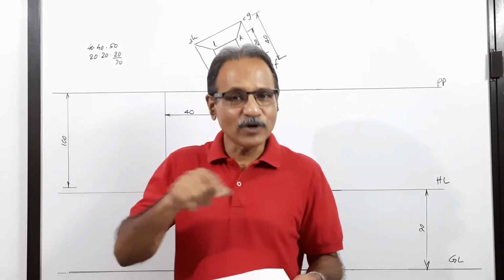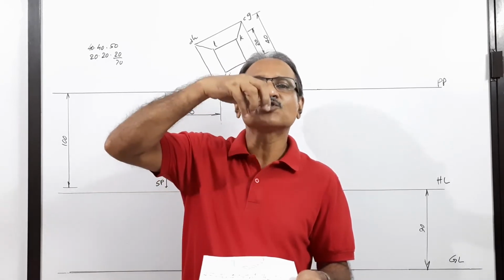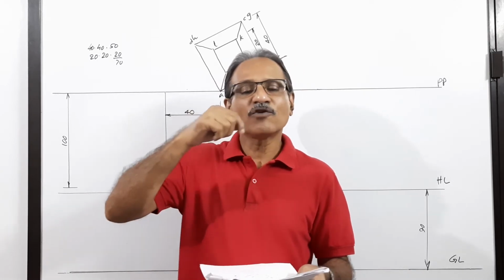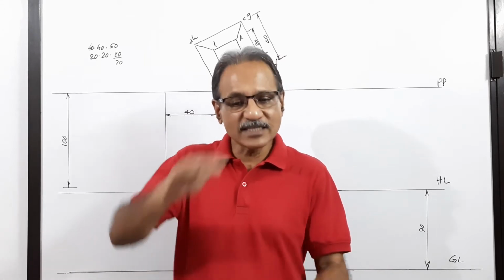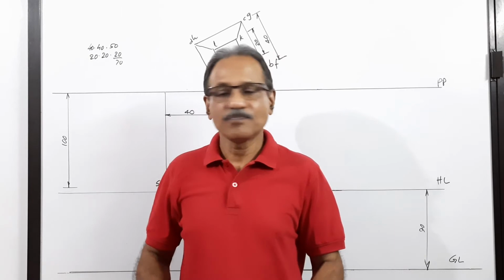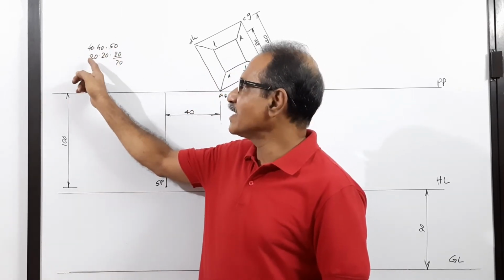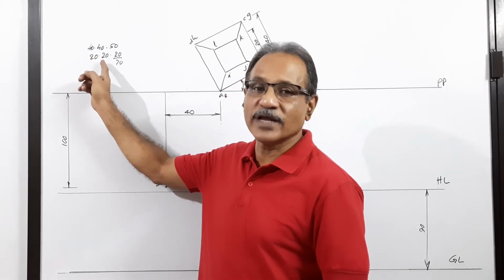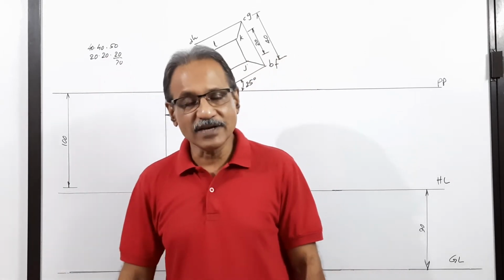A square prism 40 mm side has got a height of 50 mm. Then it tapers to a frustum of a square pyramid of top side 20 mm and height 20 mm. So what's the total height? 50 plus 20, 70. 40 mm into 40 mm through a height of 50. Then it starts from 40 mm into 40 mm and ends at 20 mm into 20 mm through a height of 20. So the total height is 70.